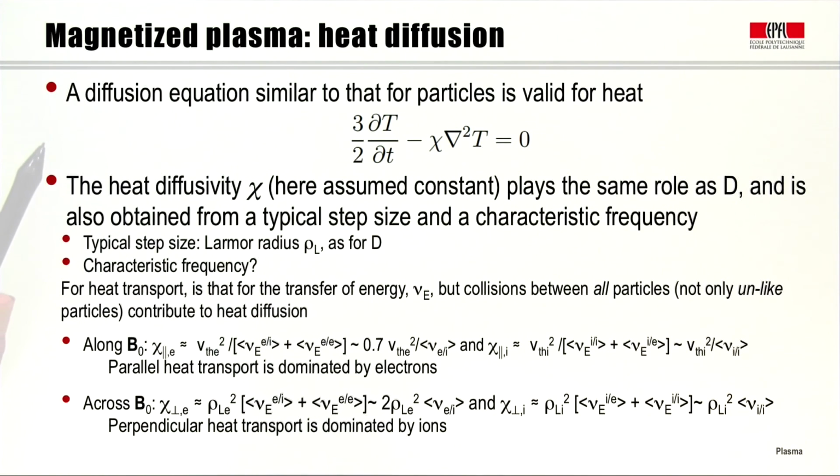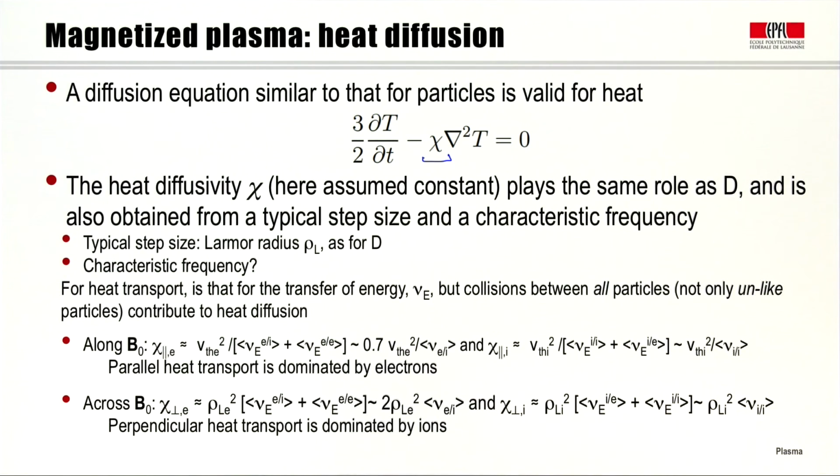I also notice, although we will not demonstrate that explicitly, that a diffusion equation similar to that for particles is valid for heat. So here's the diffusion equation for heat. The variable here is the temperature, and we have a coefficient chi, which plays exactly the same role as D for particles. It's called the heat diffusivity. And in this case, as we have done before, I assumed that to be a constant, so I could take it out of the differential operator.